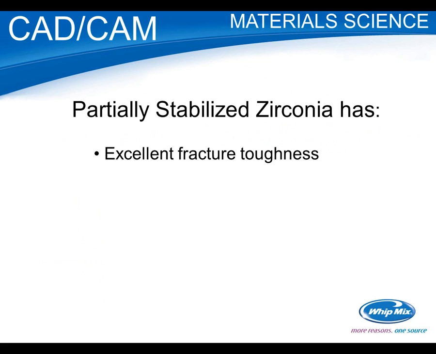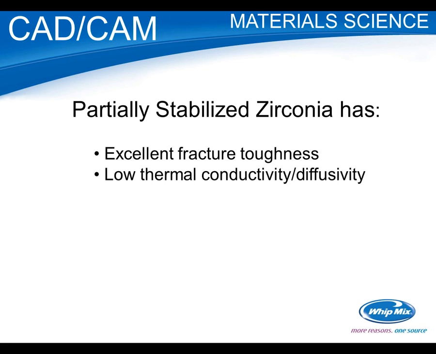Some of its features are excellent fracture toughness. Again, we can drive over it, we can hammer nails with it. It's a very strong material. Low thermal conductivity and diffusivity, and we're going to talk about that a little more in a moment. But it means that unlike some materials, it transfers heat very slowly. So if you had a full contour zirconia crown in your mouth, you're not going to be as sensitive to cold and heat as you would with maybe some other materials.